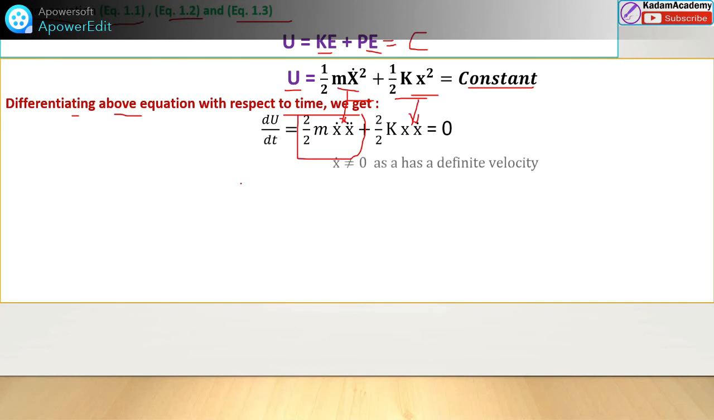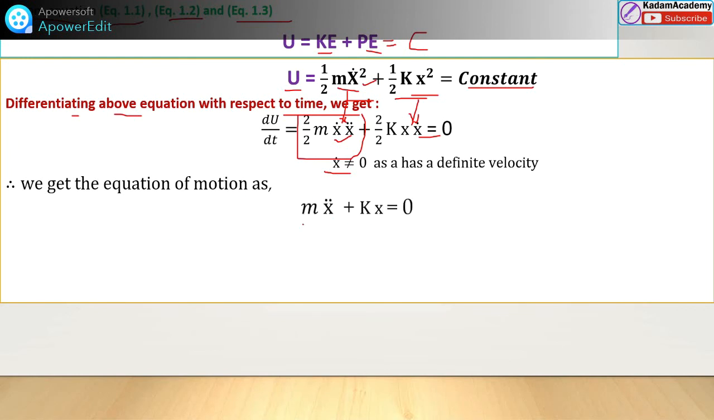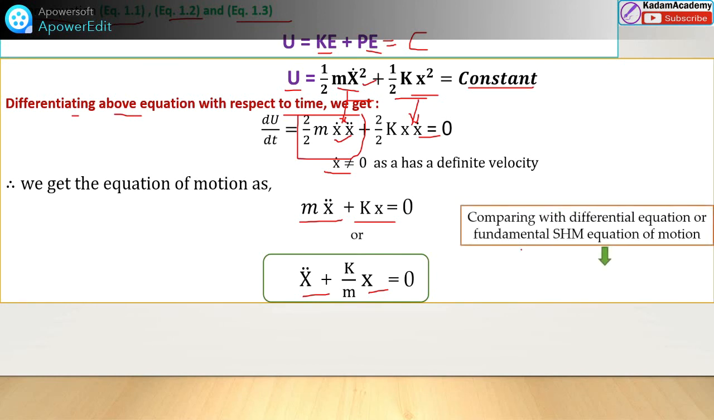And what is the next step? As we know, x dot is not equal to 0, because velocity is definite, velocity will be there. We get the equation of motion: m x double dot plus k x is equal to 0. Or we can write the same equation in the form x double dot plus k by m into x is equal to 0. Or we can compare it with the SSM equation.